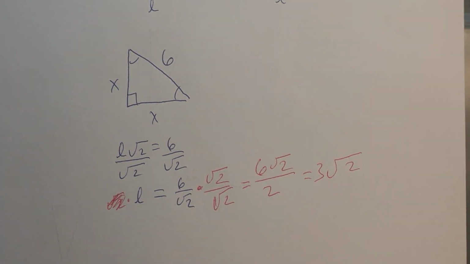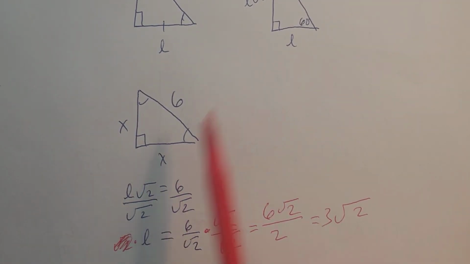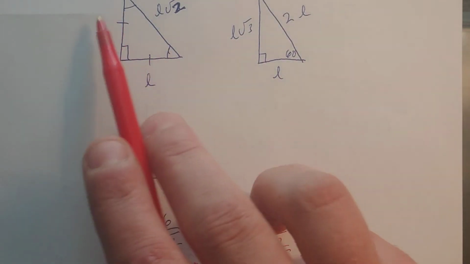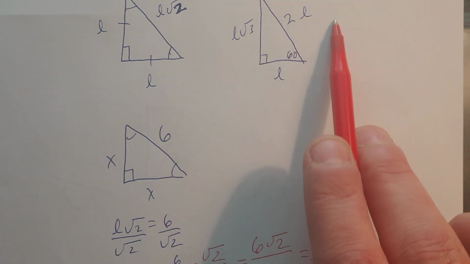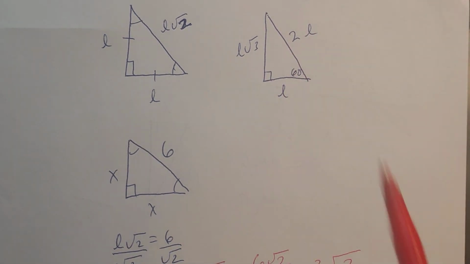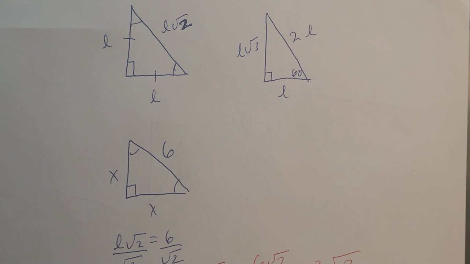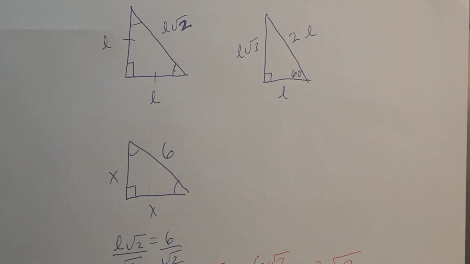That's the process we use to find lengths using these ratios. We set whatever ratio we are given, like 2L, equal to whatever the side length is, and then we solve for our L. I'll go through one or two more.